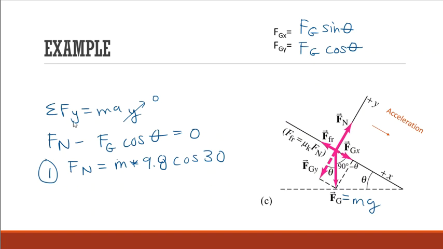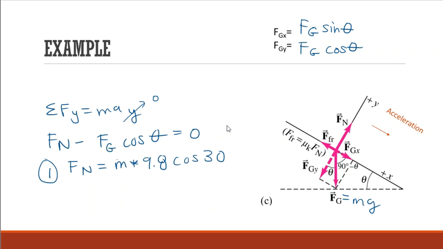Sum of the forces in the y direction equals mass times acceleration in the y direction. Is the skier moving up and down this y-axis? No, it's just going down this incline. So acceleration in the y direction equals 0. So we have force normal minus force of gravity in the y direction, and we found that that was Fg cosine theta. So force normal minus Fg cosine theta. Is there any other force in the y direction? No. So that equals 0.